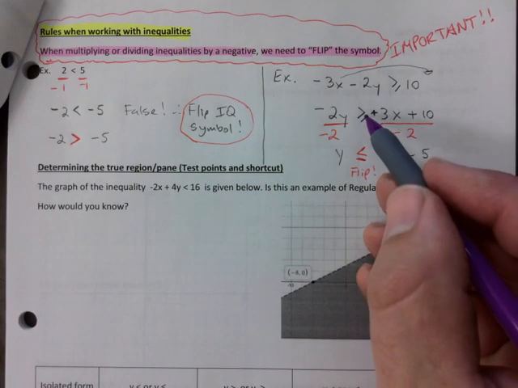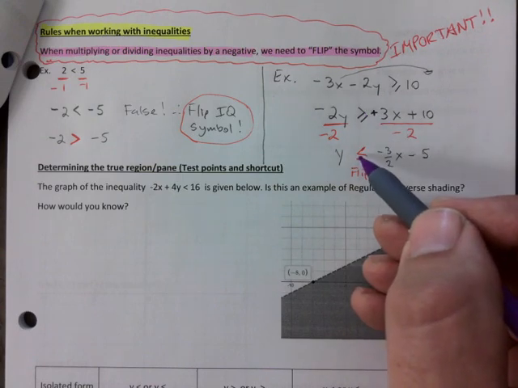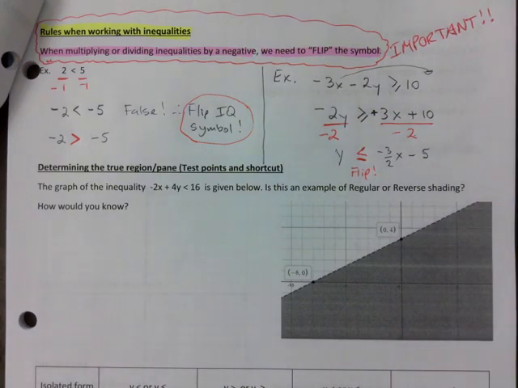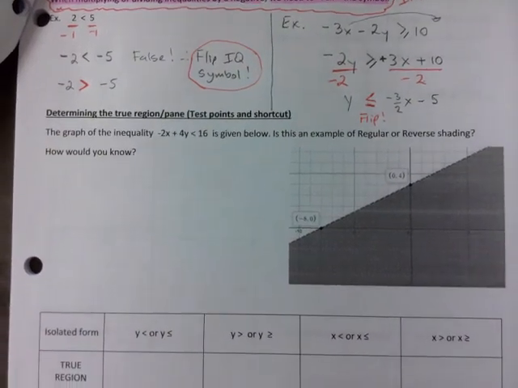So it went from facing the point, right? The tip faced this way. All of a sudden, it's facing the other way. Why? Because we divided by a negative. Let's keep going here.